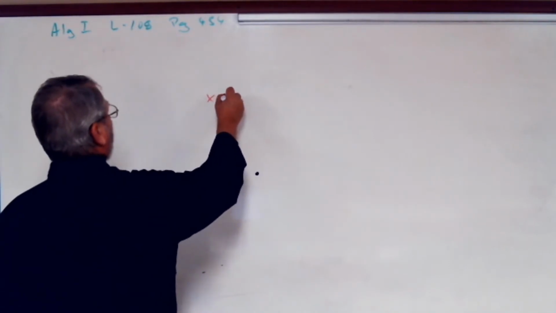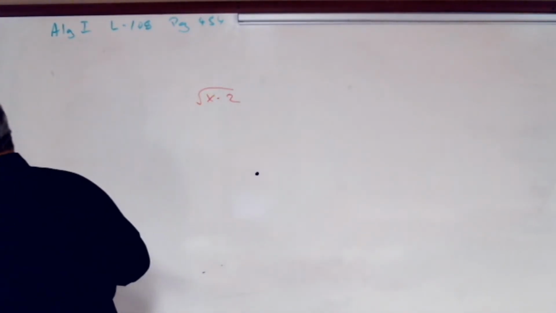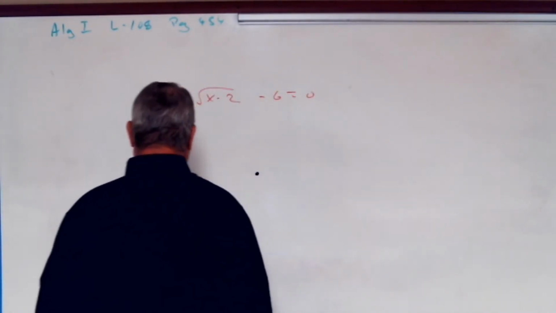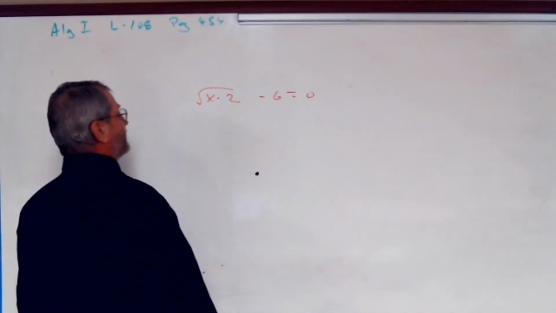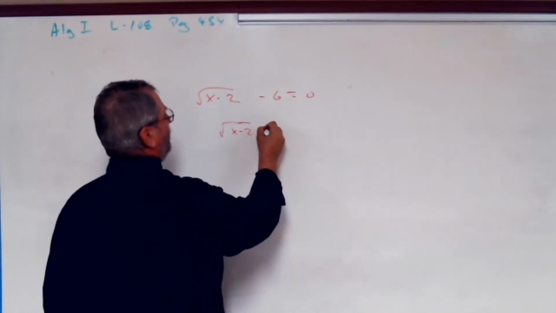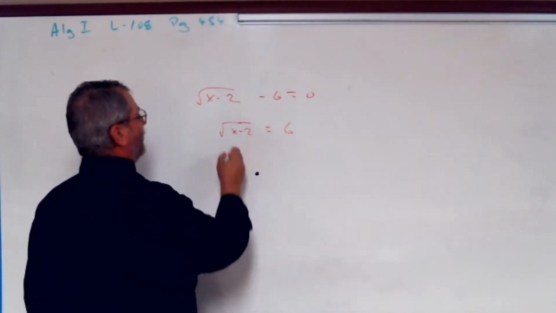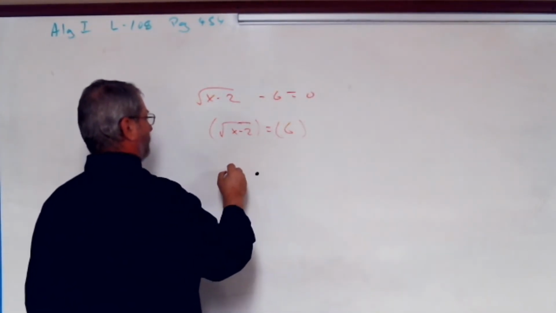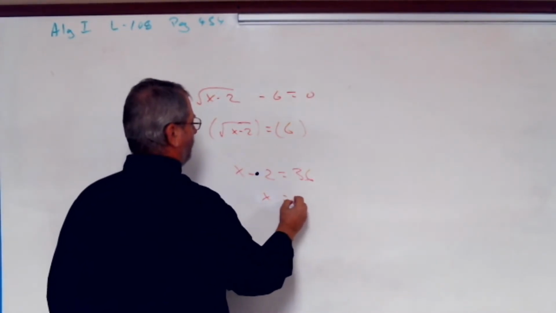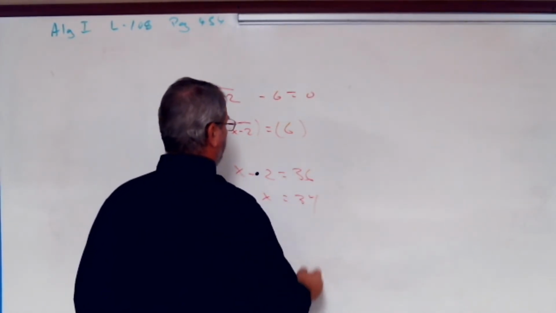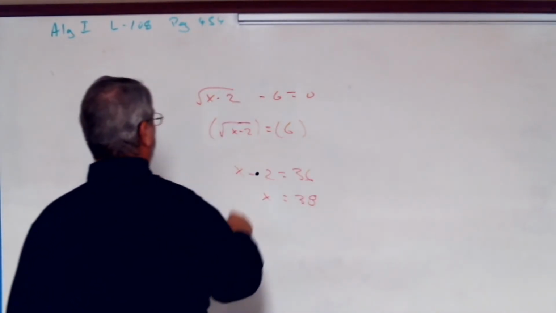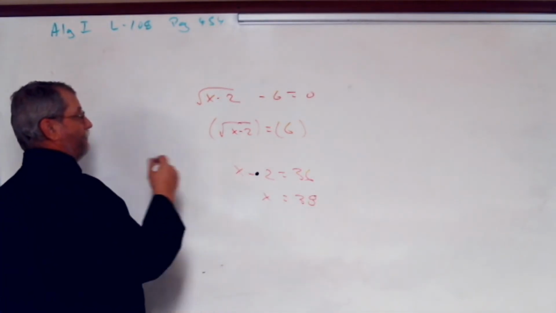Radical x minus 2 minus 6 equals 0. Okay, so here we go. First step, isolate the radical. Radical x minus 2 equals 6. I added 6 over here. Square both sides. X minus 2 equals 36. X equals 34. Nope, 38, because I have to add 2 to both sides. So, here we go. 38.